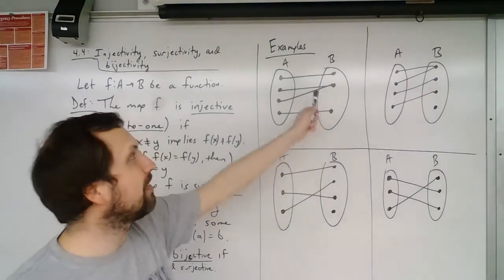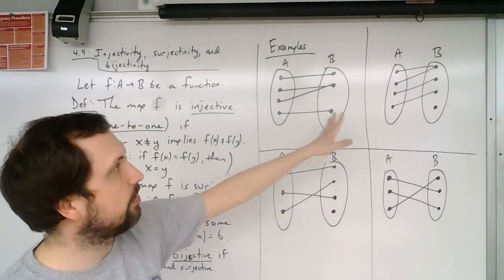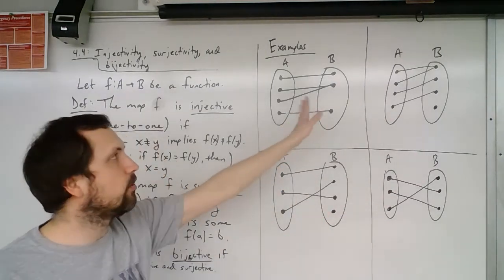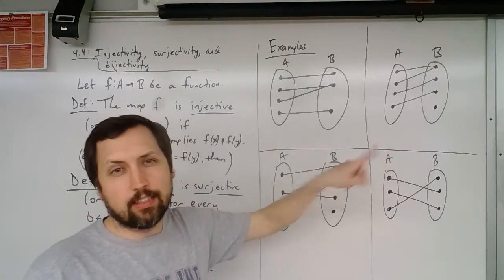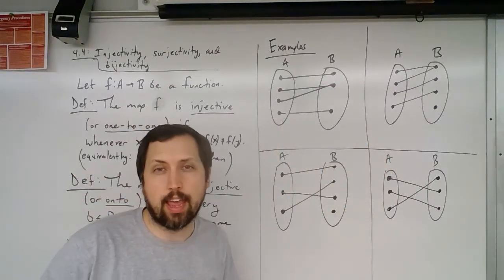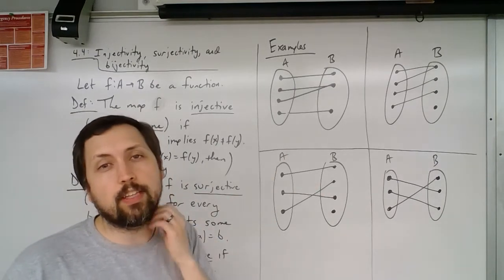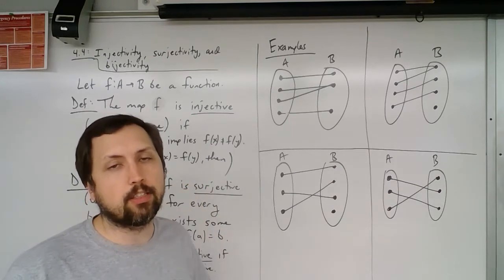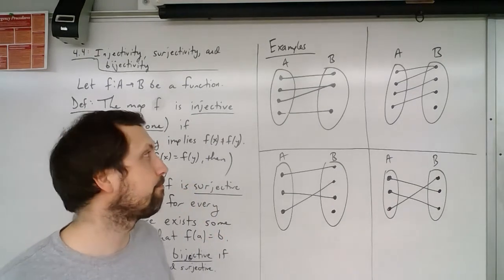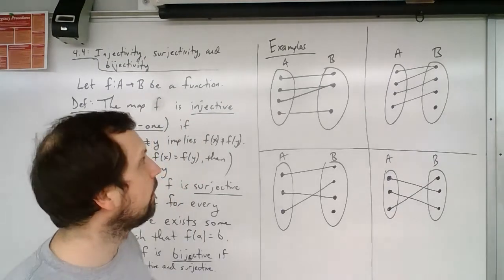I'd like to take a look at some examples over here. We have these four different functions that I've defined, just mappings from A to B. If you want to try this before I give away the answers, feel free to pause the video and figure out which ones of these are injective, which are surjective, and which are bijective. Feel free to pause the video and give it a try.